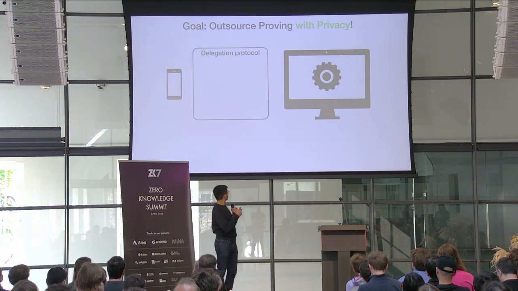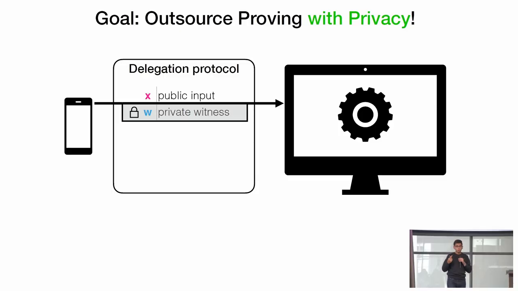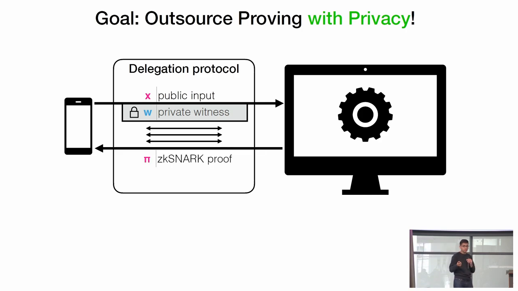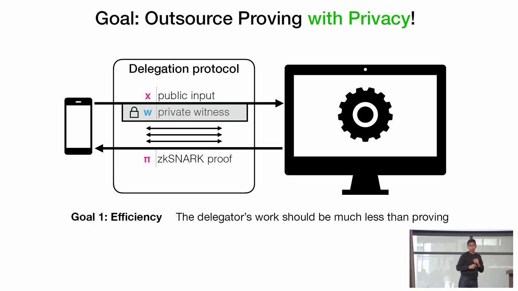So what we want is a delegation protocol or scheme where the delegator can obfuscate the witness before sending it off to the cloud in some way. And then there's maybe some interaction between the cloud and the delegator. And in the end, the delegator gets back this proof that they can give to whoever they want. What we want from these delegation protocols is, first, it should be efficient. It should be much cheaper to outsource your proving to the cloud than it is to do it locally, because otherwise there's no point.